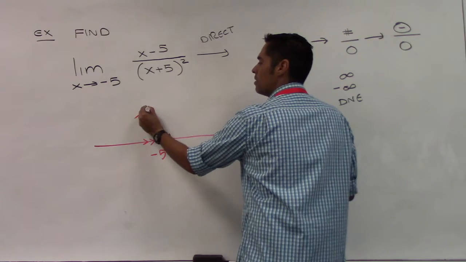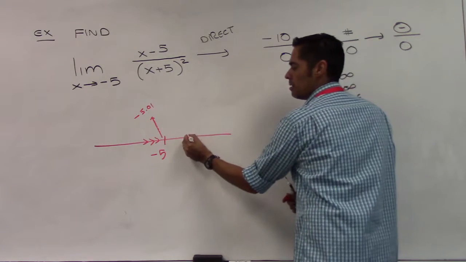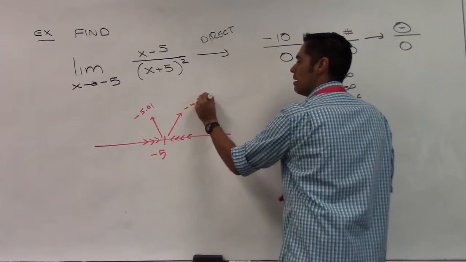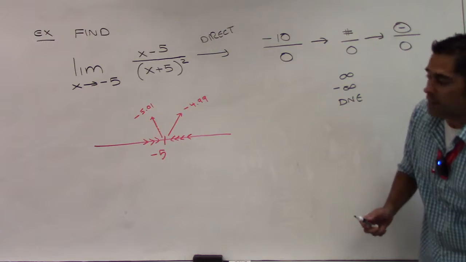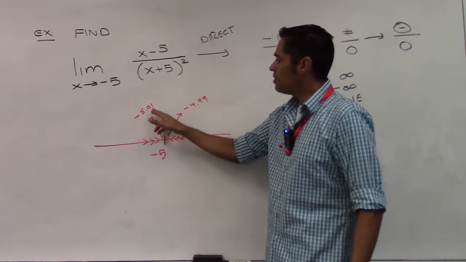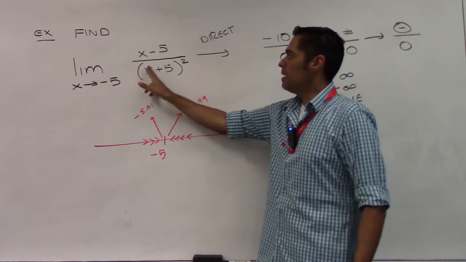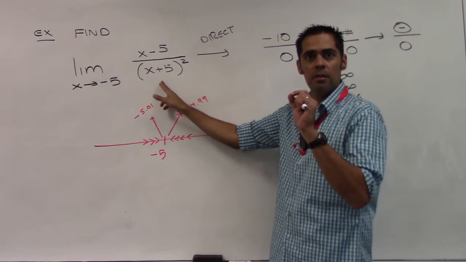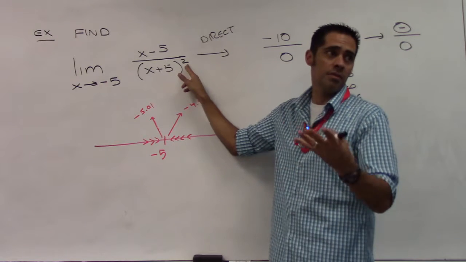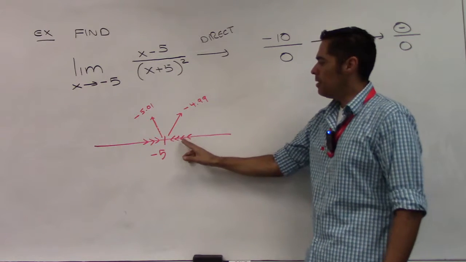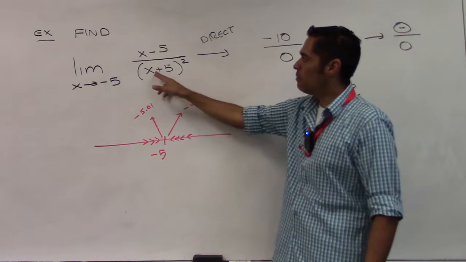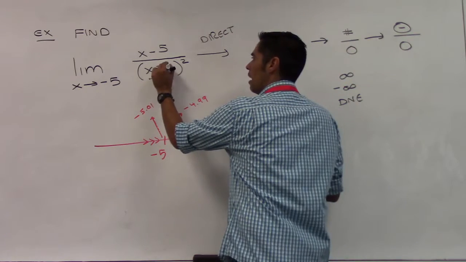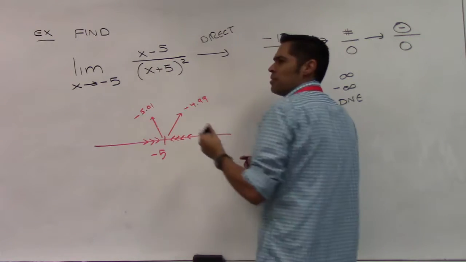Negative 5.01, something coming in on the right, negative 4.99, right? So let's first all agree that if I plug in negative 5.01 right here, this would be a very small negative number. But what are you going to do now? Square. So now it's positive. Now if I come in on this side, I plug in negative 4.99 right in here, I get a very small number, and it's positive. And then what do I do with it? I square it, so it's still positive.